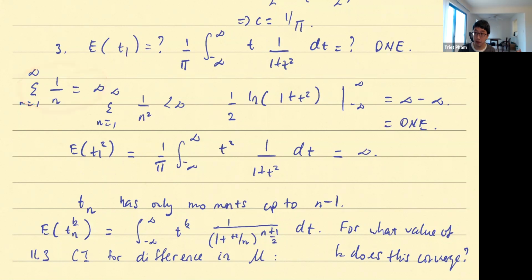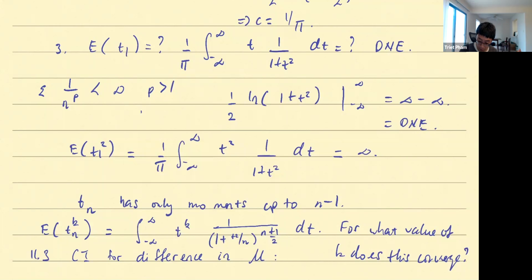This is the P series. If P is bigger than 1, then it converges. But if P is less than or equal to 1, it diverges. And that's exactly this right here as well, just told in the language of integral.